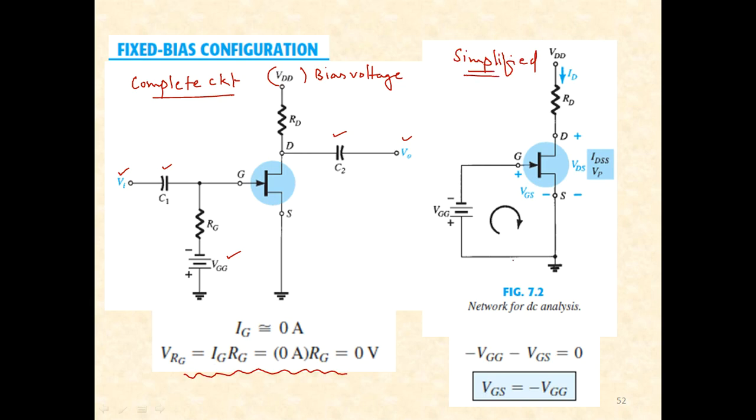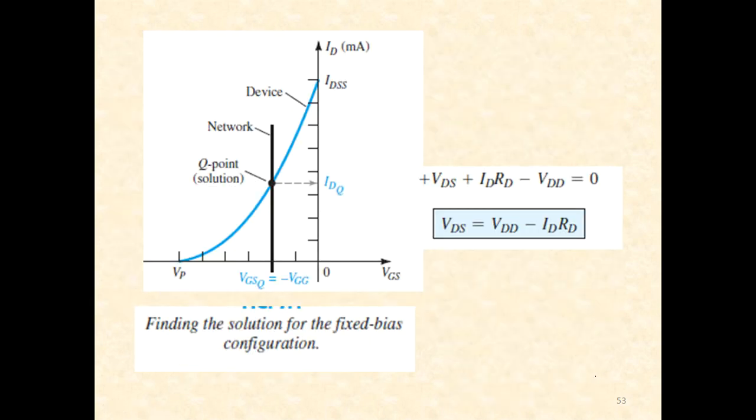This is the simplified network when the effect of C1 and C2 are removed. Once we apply KVL, we will obtain this particular expression, so that finally the solution for the fixed bias configuration can be obtained. What does solution mean here? Finding the Q point is nothing but the solution. The blue color indicates the device characteristics, and the black colored line indicates the network solution, that's the network behavior. When both of them meet at a particular point, you get the Q point.